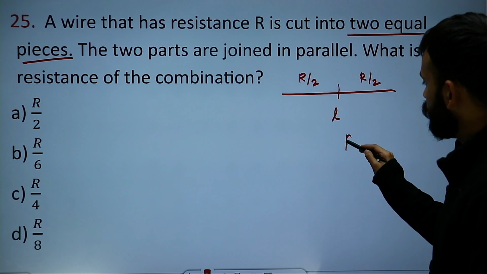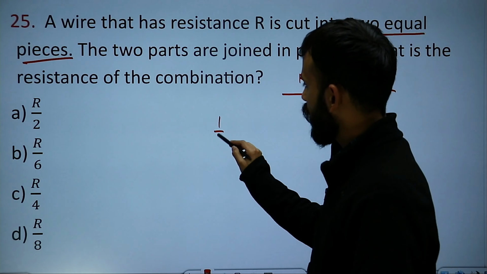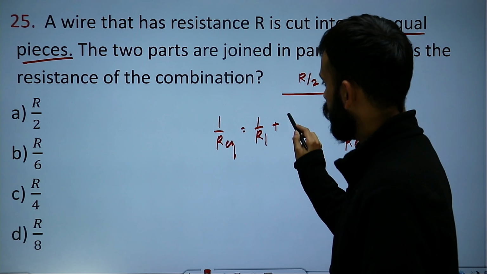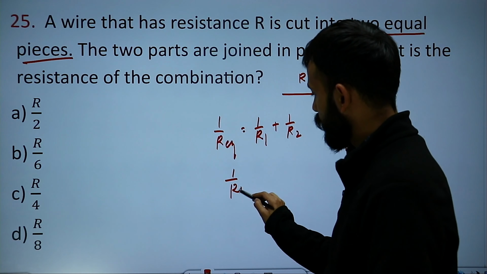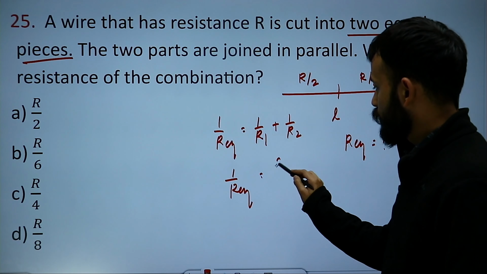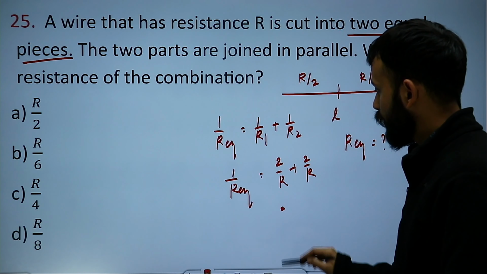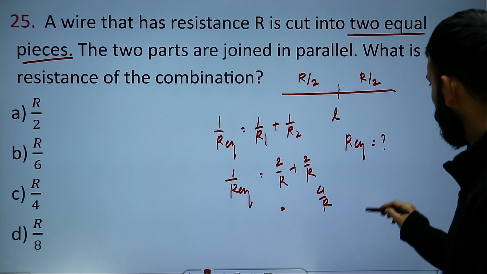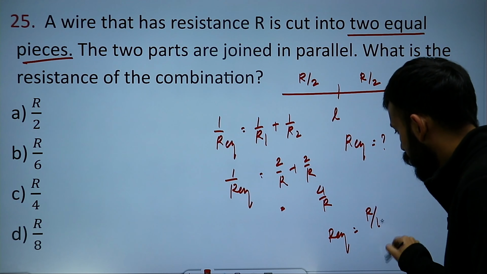So we have to find R equivalent. Since for a parallel combination, 1 upon R equivalent is 1 upon R1 plus 1 upon R2, it can be written as 1 upon R equivalent equals 2 by R plus 2 by R. So that will become 4 by R. So R equivalent can be written as the reciprocal, R by 4.